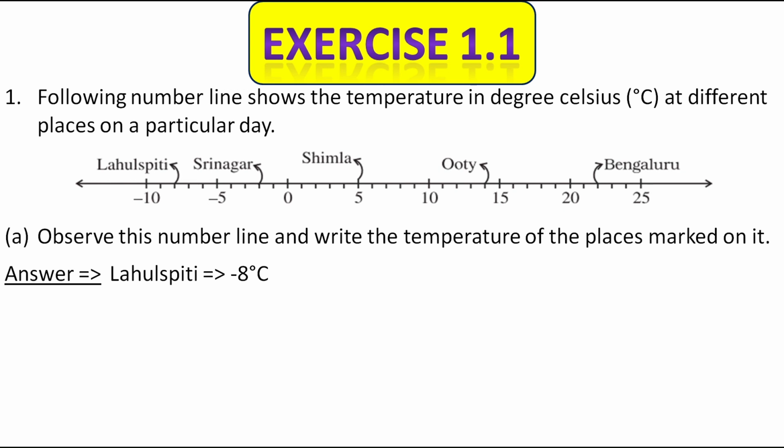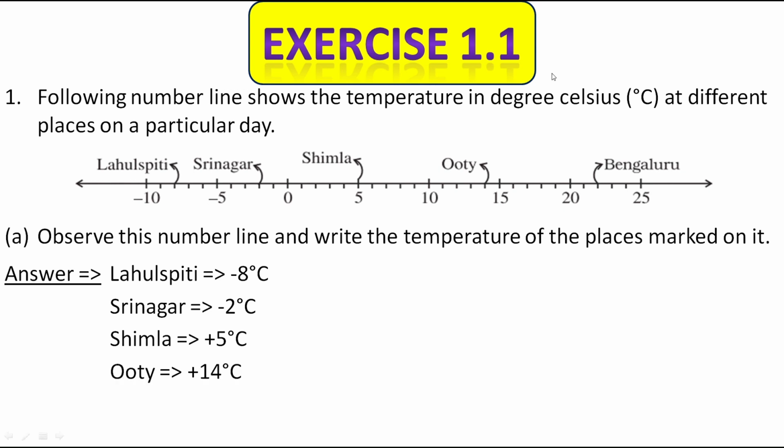Next is Srinagar, which is equal to minus 2 degrees centigrade. See here, it is 0, then 1, 2. So Srinagar is minus 2 degrees centigrade. Next comes Simla. They have directly written 5 and it does not have any sign, which means it is plus 5, as well as it is placed on the right side of 0. Next comes Ooty. Ooty has plus 14 degrees centigrade. Next is Bengaluru, which is equal to plus 22 degrees centigrade. Now let's move to the next question.